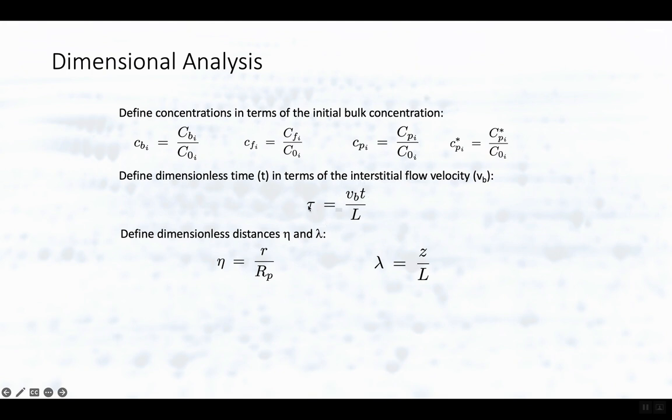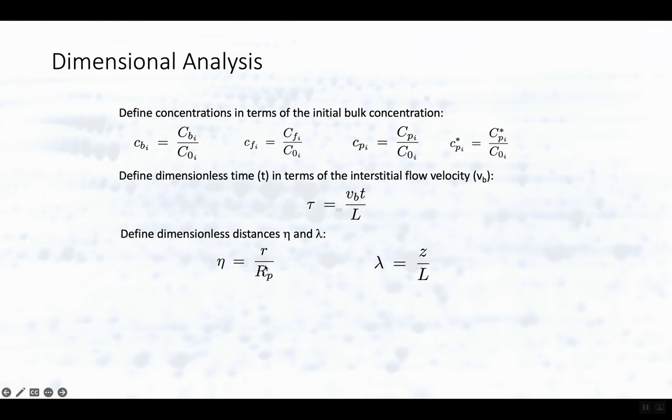We can define our dimensionless time constant the same way we did before, but now what we're saying is the velocity is the interstitial velocity, not the maximum velocity. The length is still the length of the column, the length of that entire pipe filled with packing. So we can define a dimensionless time. We can define dimensionless distances.